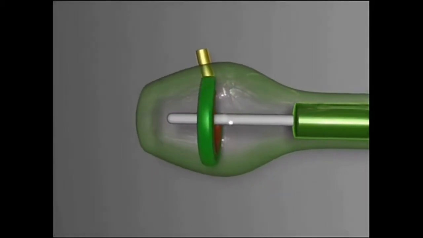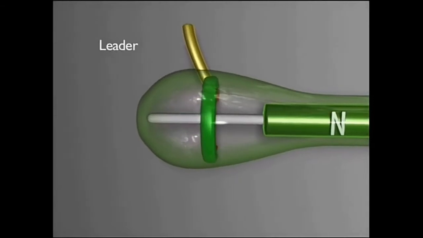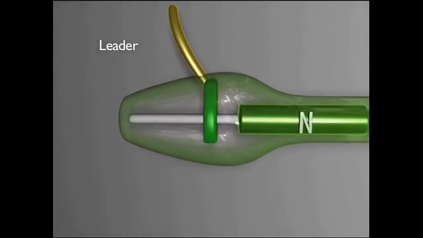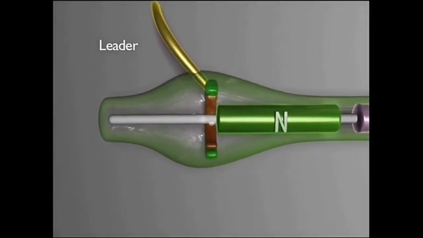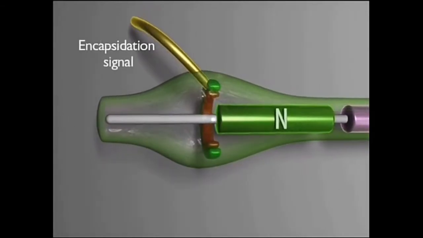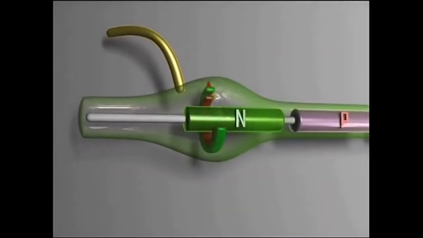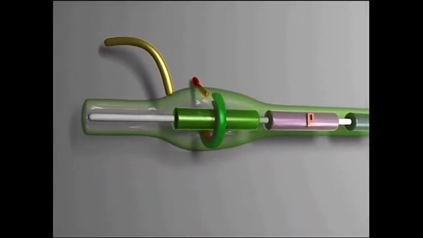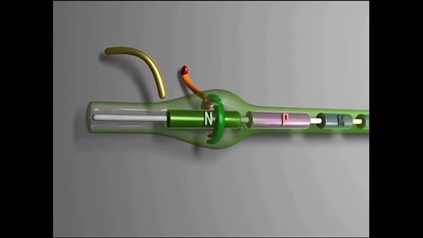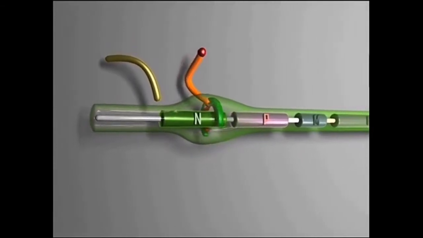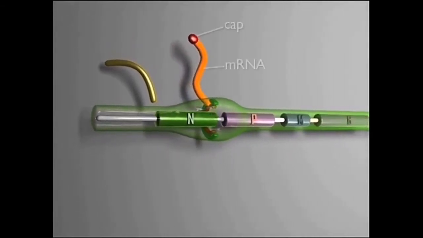The first product of transcription is the leader. The leader has no cap or poly-A tail. What is more, the leader carries an encapsulation signal, which will later be very important in the replication process. But first, the messenger RNAs must be produced. A capping signal adds a cap to the next messenger RNA.